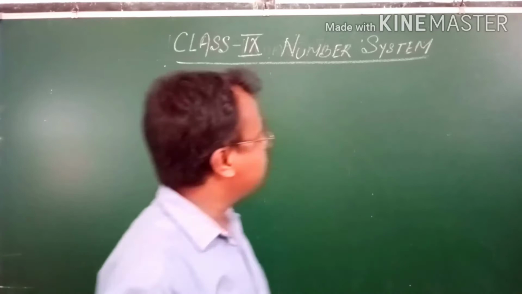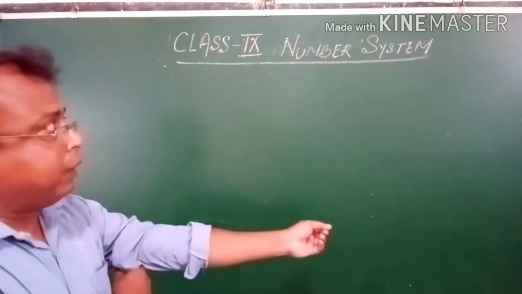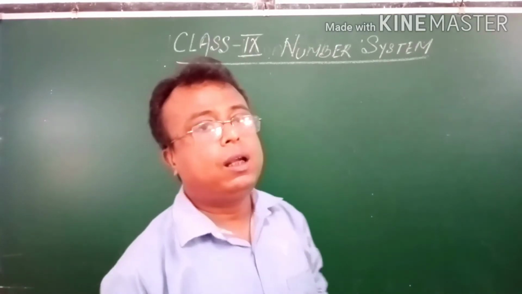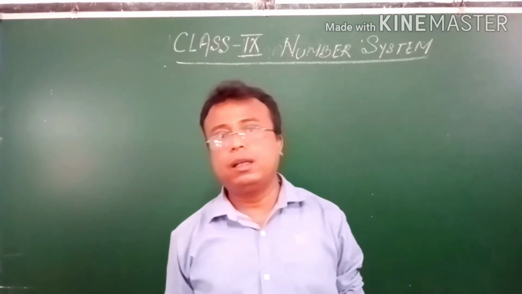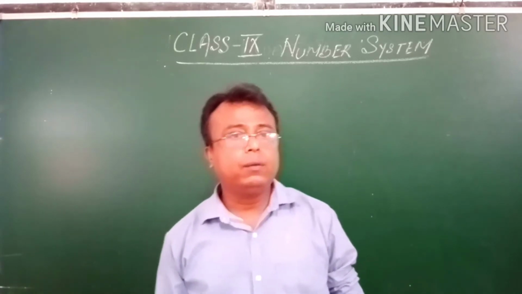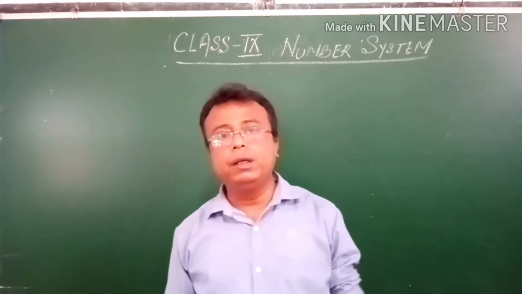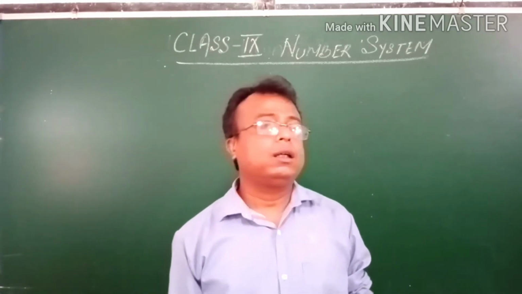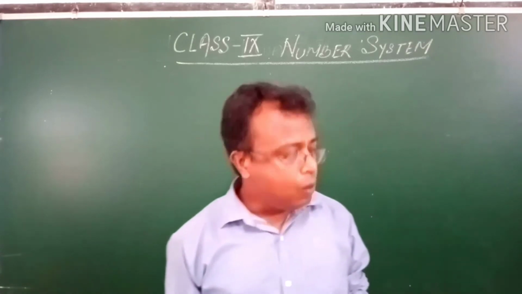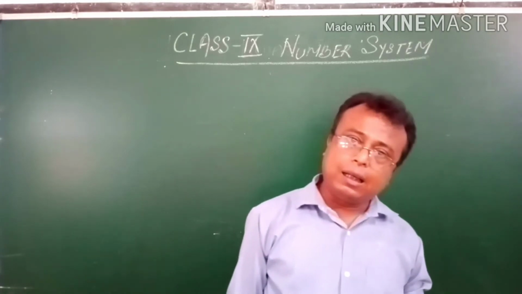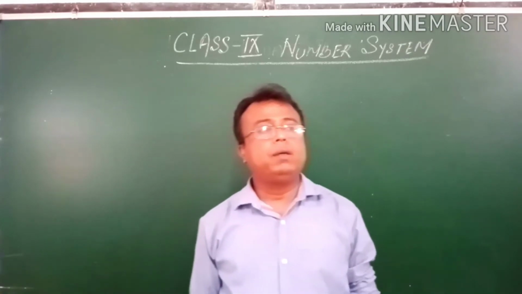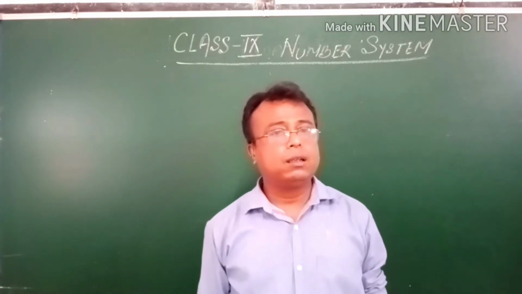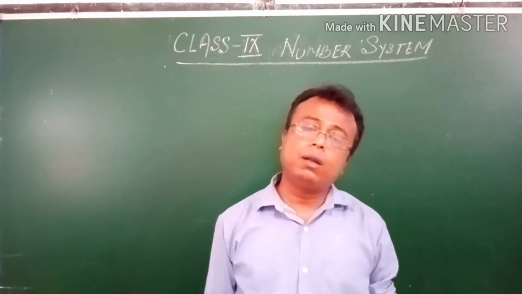So let us continue this chapter, that is number system. So dear children, in the last class we learned about rational numbers. In that, what have we learned? We learned that a number that can be written in p by q form is called a what? Rational number. Okay. Now, in the last class I also mentioned that between any two rational numbers there are infinite rational numbers. You have learned that in class 8 also.